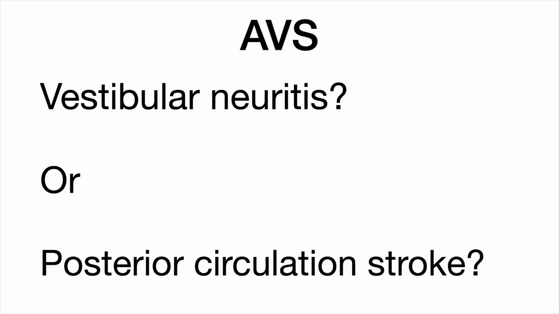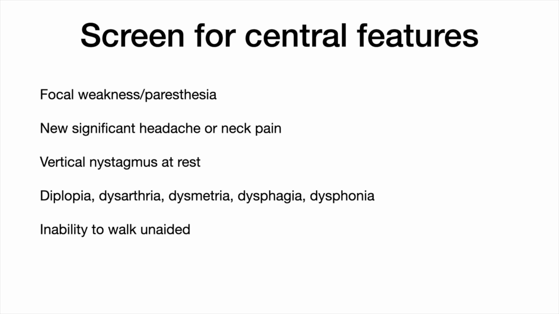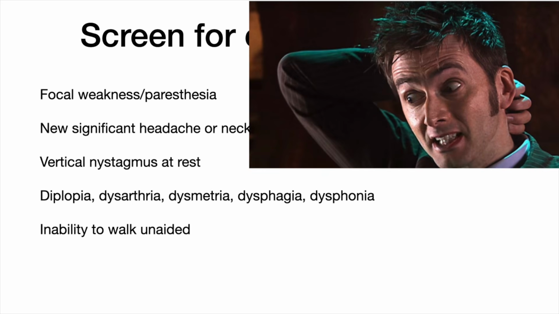Why is it important to screen for central features? Because the basic differential of the acute vestibular syndrome is vestibular neuritis, which is more common, and posterior circulation stroke, which is less common. And your average patient with vestibular neuritis has no reason to have any of these central features. So if your patient has any central features, you need to think very carefully about a stroke, no matter what the HINTS exam shows.